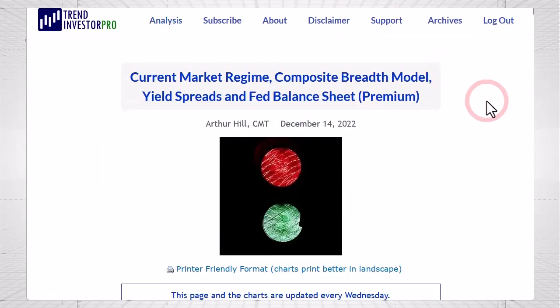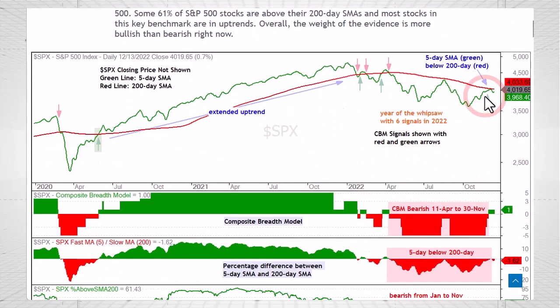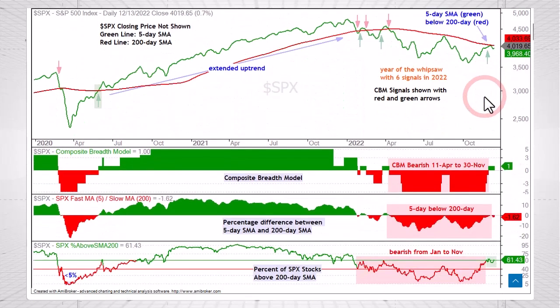So here is the market regime page, and I update the composite breadth model every week and put out a notification if something changes during the week. That first indicator window shows the model. It was bearish from the 11th of April till the 30th of November. And you can see we got the whipsaws at the beginning of the year there. We're currently at +1, which means 3 of the inputs are bullish and 2 are bearish. So as long as it's +1, that means the weight of the evidence still favors the bulls right now.